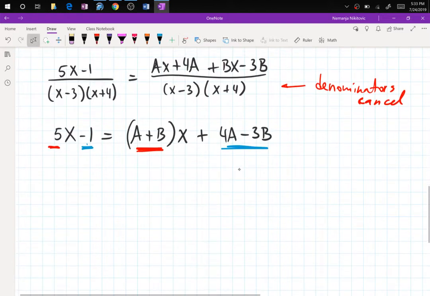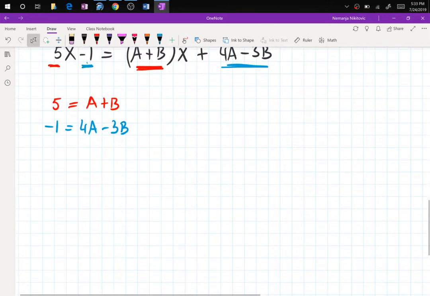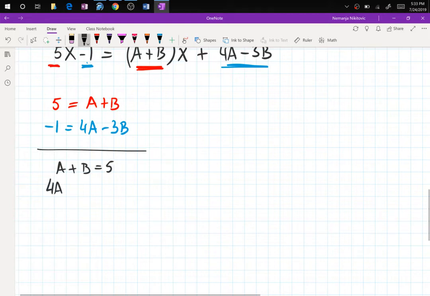The stuff that I underlined in red is the red equation, 5 equals a plus b. And the stuff that I outlined in blue is negative 1 is equal to 4a minus 3b. So from this point on, you just write this as a plus b equals 5, and 4a minus 3b equals negative 1. This is a system of two equations, two unknowns. You should be able to solve this, you learn this in algebra.